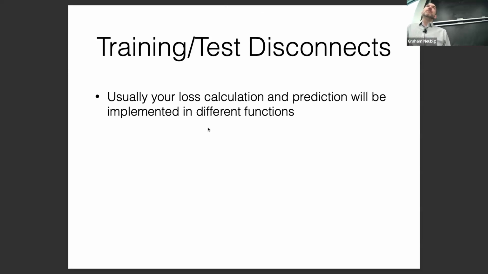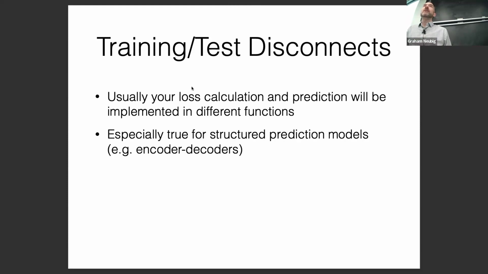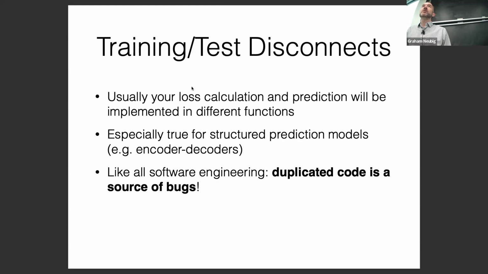One of the reasons why you can have training and test disconnects, especially if you're doing something like text generation, is that usually your loss calculation and prediction functions will be implemented in different functions. And like anything in software engineering, this can be a source of bugs. Duplicated source code can be a source of bugs because you might implement one thing in one place in one way, another thing in another place in another way. So this is no exception to that. It's especially true for structured prediction models, so anything where you're not just making a single prediction, but you're making multiple predictions in a row. So you need to be a little bit careful about that.